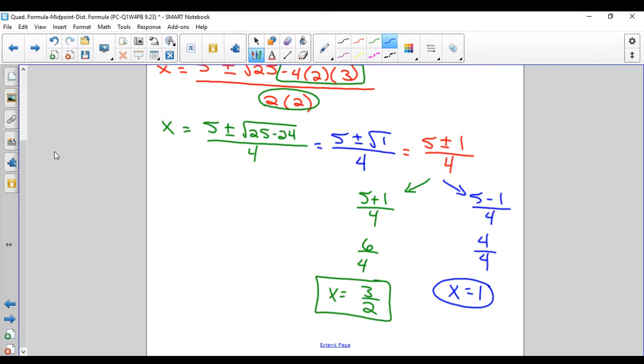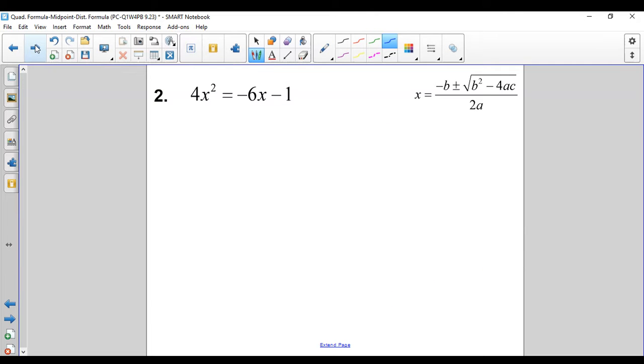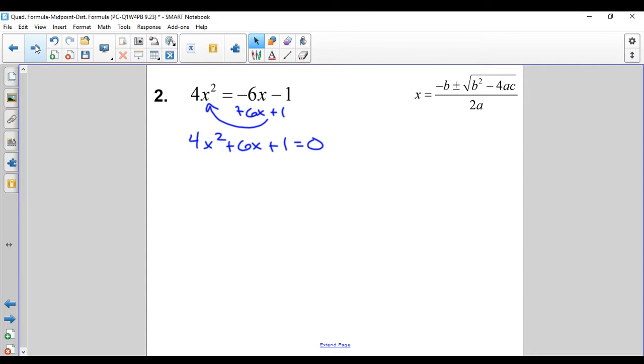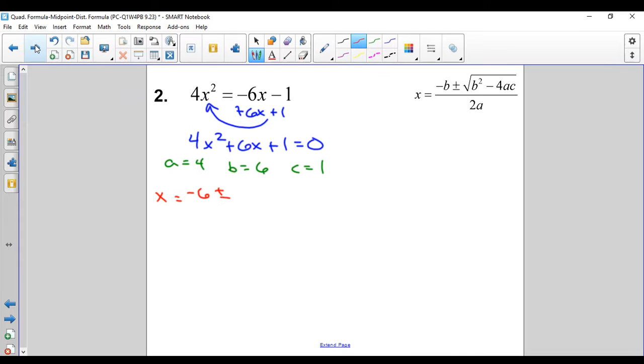Moving on, different types of answers, same process though. Everything on one side to start us out. So we got to move those two parts over. Equals 0. If you need to pull out your information, do so. Plug it in. Opposite of b is -6 plus or minus b squared, which is 36, minus 4 times 4 times 1. I'm still plugging in that 1 for the c, just because I like to show things plugged in. So it's 2 times a, which is 2 times 4.